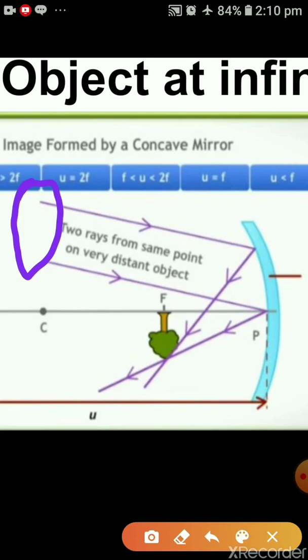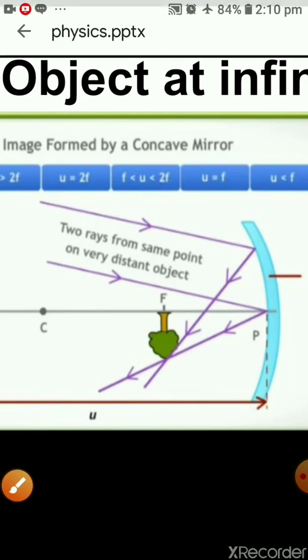So how are we showing that ray? These rays will be parallel, which are coming from the object O. So remember this thing: when the object is at infinity, we have to show the incident rays parallel.